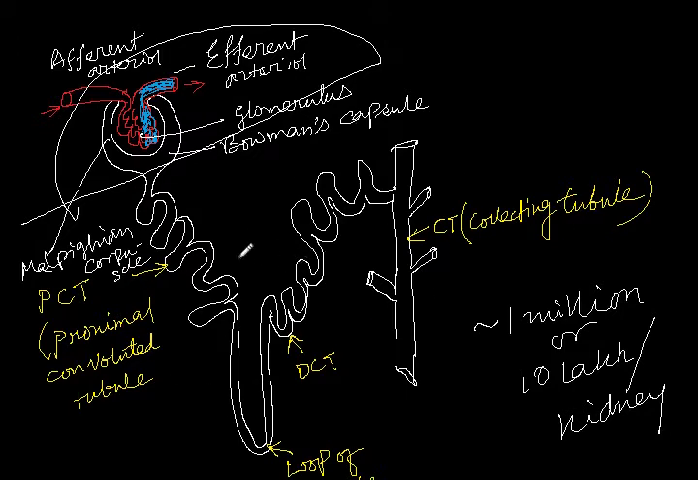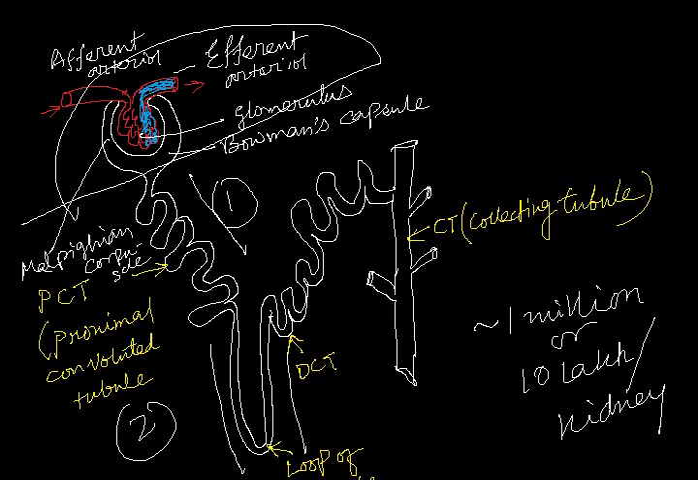Now, back to the previous structure of the nephron. The latter part is known as the nephric tubule and is composed of three parts. One, the PCT or proximal convoluted tubule, the convoluted tubule just after the Malpighian corpuscle. This U-shaped portion is known as the loop of Henle, and this part is known as the distal convoluted tubule or DCT.